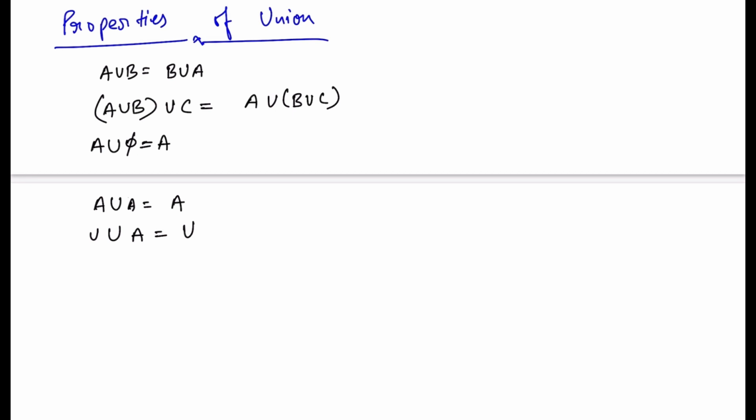In this video we will start with properties of union. There are 5 properties of union. So we will start with our first property. This is the first property. So first property is called commutative law. Okay, we will understand commutative law.